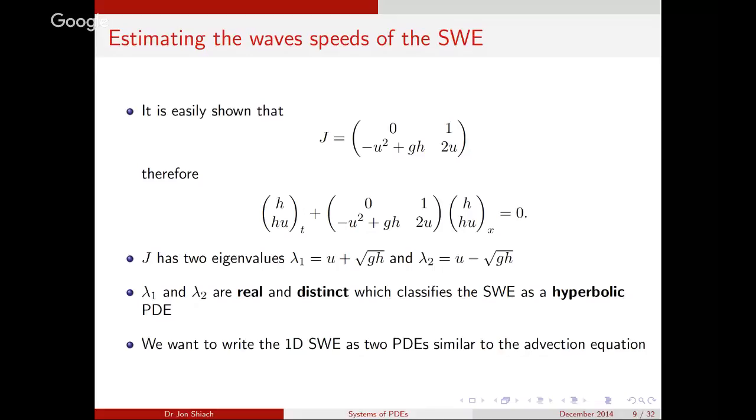J has 2 eigenvalues. I'm assuming you know how to calculate eigenvalues, which are U plus root GH and U minus root GH. With systems of PDEs, to determine whether they're hyperbolic or not, we have to look at the eigenvalues of the Jacobian. If they're real and distinct, we have a system of hyperbolic PDEs, like the advection equation.